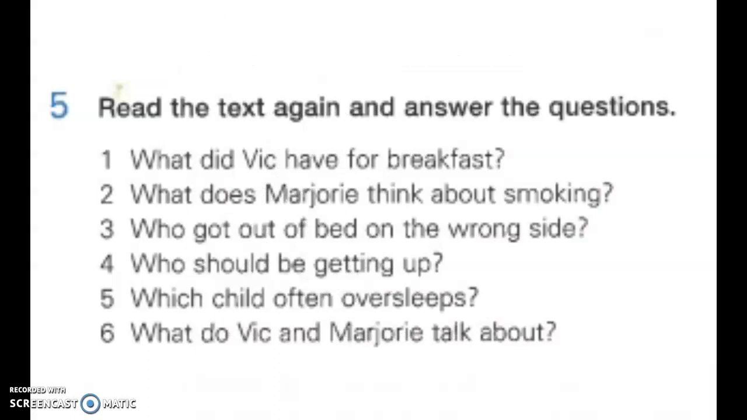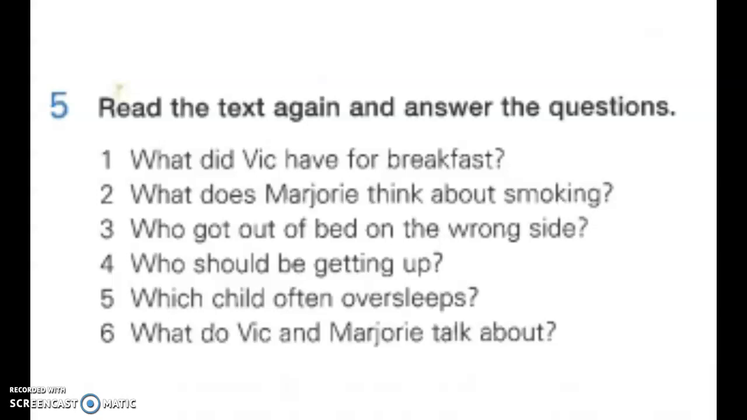Now we can move on to exercise 5, which is a more detailed understanding of the text. So the students need to read the text again and answer the 6 questions. Number 1, what did Vic have for breakfast, can be done as an example. Get the students to find the answer, quick peer check, feedback, show them the answer, and then allow them to do 2 to 6. Again, peer check and feedback with visible answers.